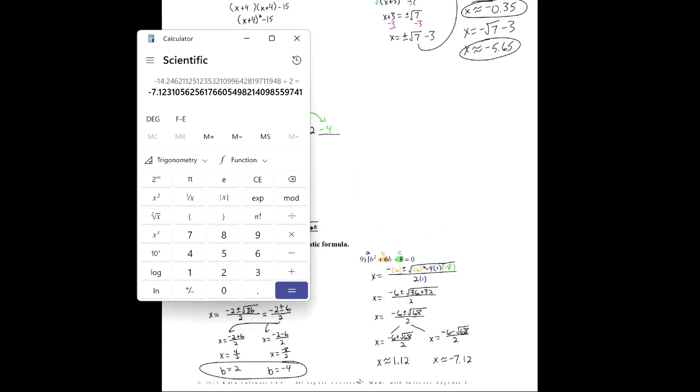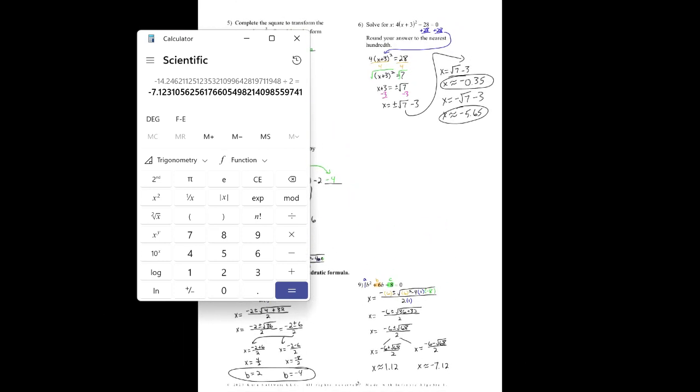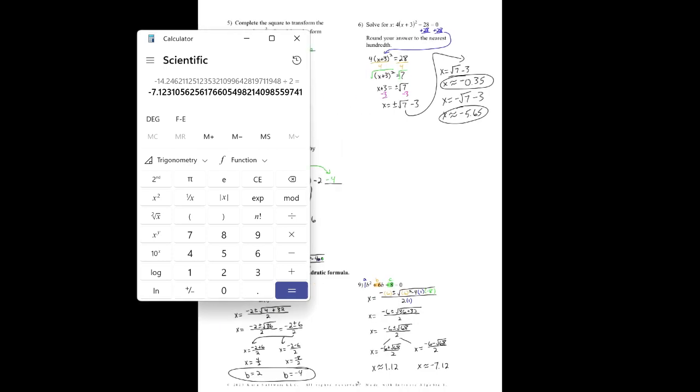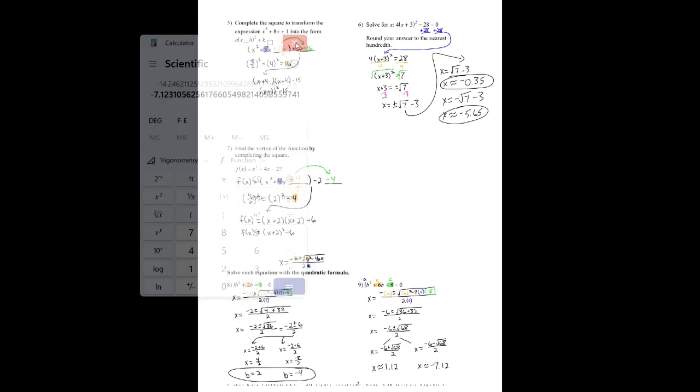And that is using the quadratic formula to answer questions. And the last thing here is the answers. I hope this has been useful for you.